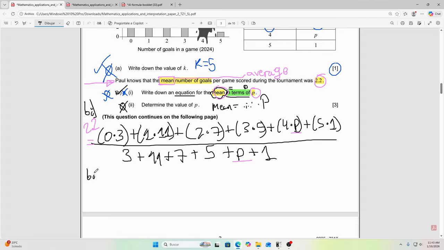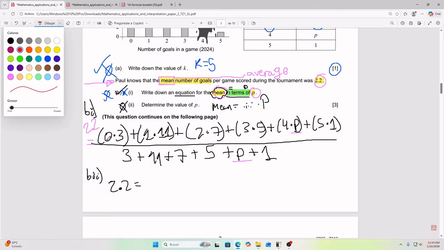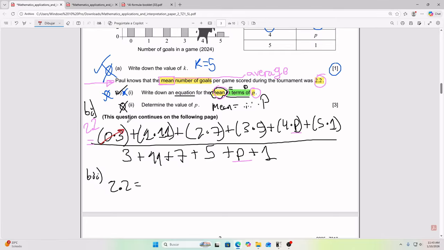Part b double i is actually solving this, ¿cierto? So for actually solving this, I can leave it as 2.2 equals, and then we have to go solving. So this guy here is just going to be 0, because 0 times 3 is just 0. This is going to be 11. This is 2 times 7, which is going to be 14. This 3 times 5 is going to be 15. This 4 times p ends up as 4p. And this 5 times 1 ends up as 5.